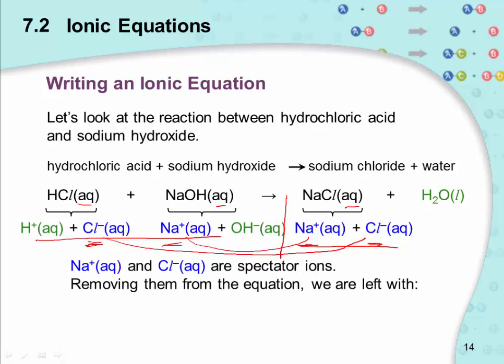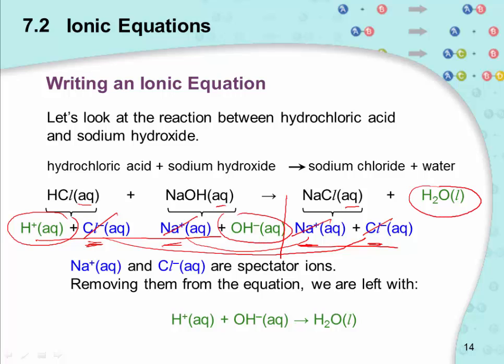So by removing them from the equation, we are left with hydrogen ions and hydroxide ions. How do you remove them? You compare both sides. Sodium, cross out, because they are there before and after, no change. Chloride, cancel out. What are you left with? Hydrogen ion, hydroxide ions, and of course not forgetting the water. So you have hydrogen, hydroxide, and water. And this is the ionic equation. What's left is the ionic equation.